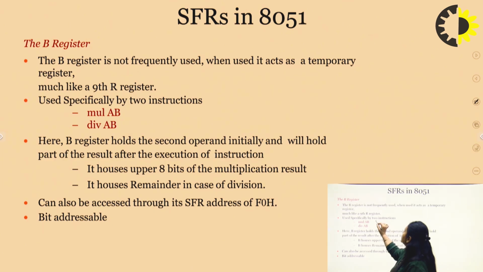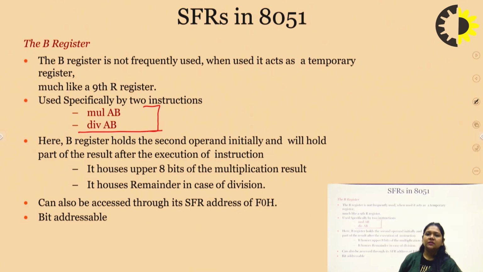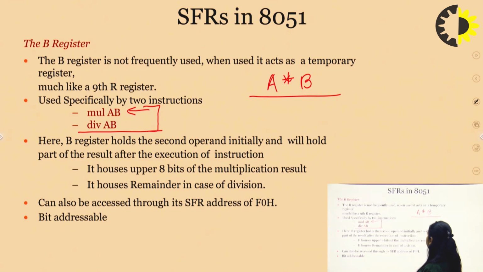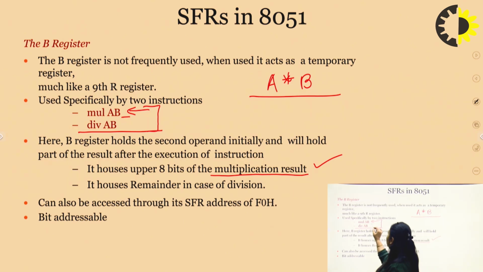So these two instructions, if you specifically look here, MUL is multiply AB and DIV is divide AB. In these two instructions, the B register will be there. Other than that, the B register is not there in any instruction of 8051. If I talk about multiply AB, what will happen? A's contents will be multiplied with B, and the upper 8 bits of the multiplication result will be stored here and the remaining will be in another register.